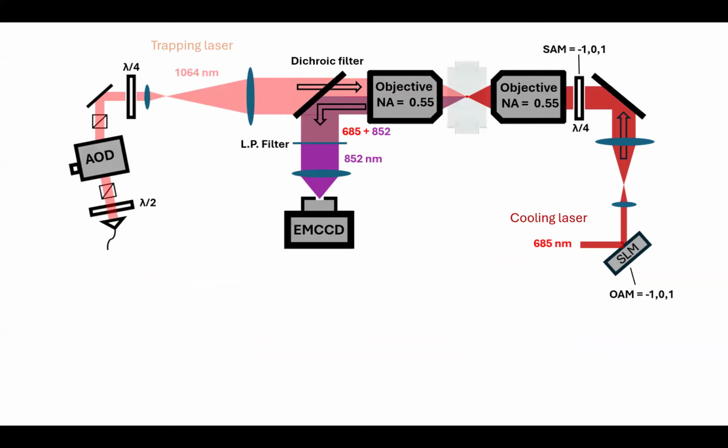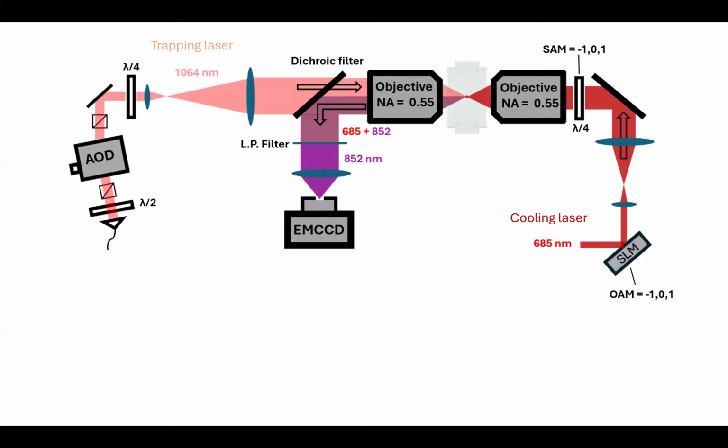So that is the laser that is focused down to a narrow spot, and that is the one that is trapping a single atom. Now on your right is the cooling laser path, which is the 685 nanometer beam, which is the quadrupole transition. The 685 nanometer beam comes in and passes through an SLM, the spatial light modulator device that we use to generate orbital angular momentum. And then we focus that light down as well at the glass cell.